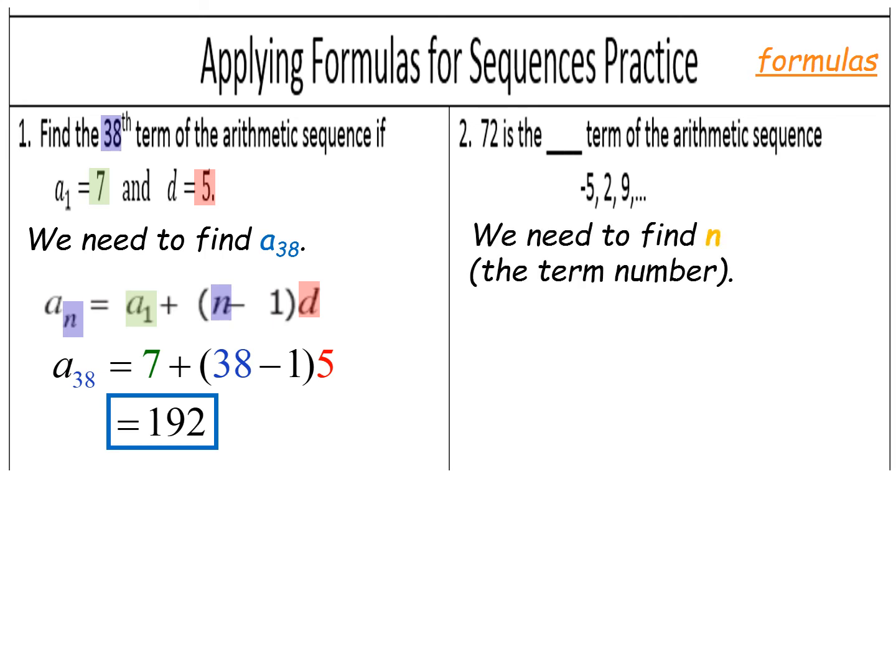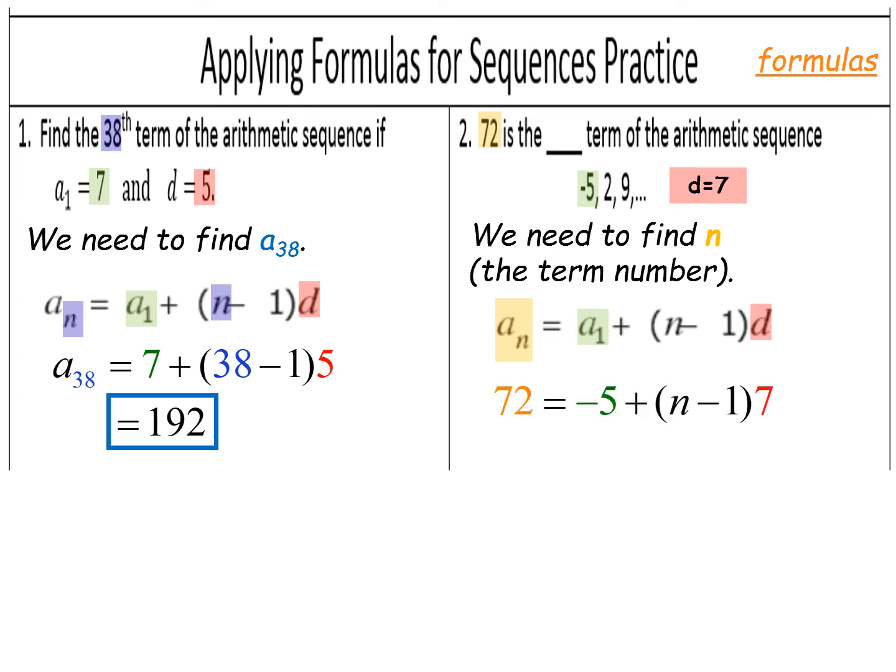Question number 2 says 72 is the blank term of the arithmetic sequence. What we know is arithmetic sequence. We just need to find in this time the term number. What place is it in the lineup? So we always start with our general equation, and here it is. We're going to plug in what we know. But what we know is that d is 7 and a sub 1 is -5. We know the outcome is 72, so we put a sub n, the value is 72.